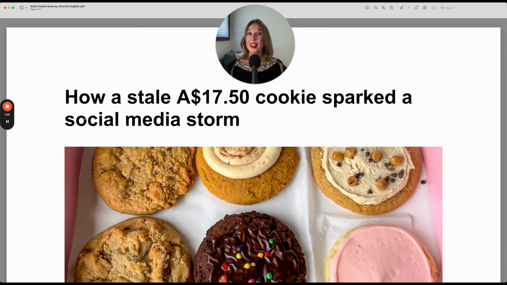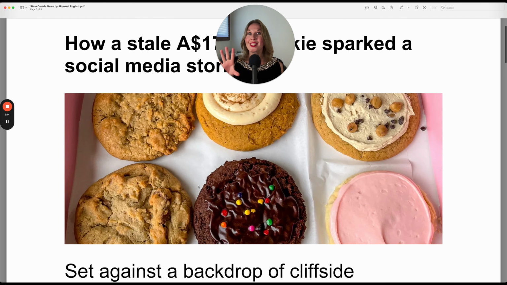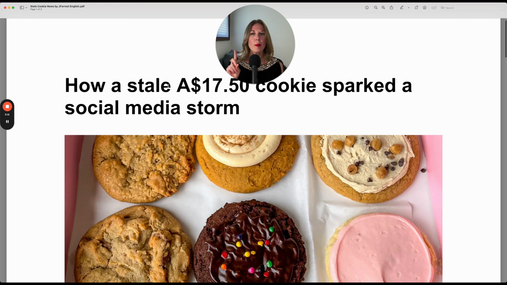Here's the headline that caught my eye. How a stale $17.50 cookie sparked a social media storm. And this represents Australian dollars. These cookies look delicious, don't they? But what about this important adjective, stale? Do you know what this means?